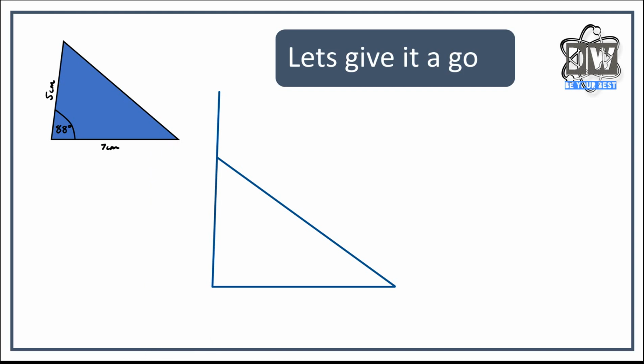So now we take away the ruler. We put in our 7 centimeters. We label up our 88 degrees, and we label up the other side, which is 5 centimeters. Now, the last thing that we can do, if it asks us to tidy up, if it asks us to leave all our construction lines, then please do not do this next step.